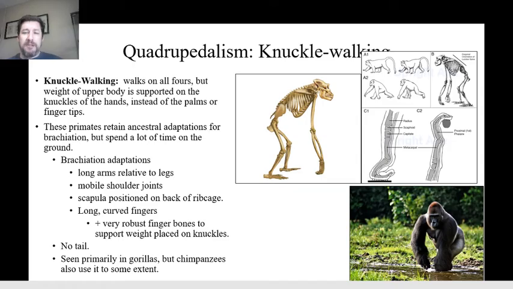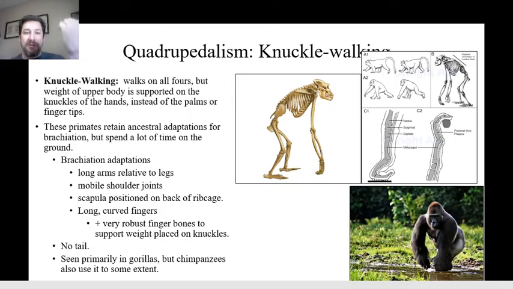All right, and then finally you have knuckle walking quadrupedalism. And this is an unusual adaptation found only in a few species of primates and with no parallels in other families of mammals. So in knuckle walking, you walk on all fours, just like terrestrial quadrupedalism, but the weight of the body is supported on the knuckles instead of the palms or the fingertips.